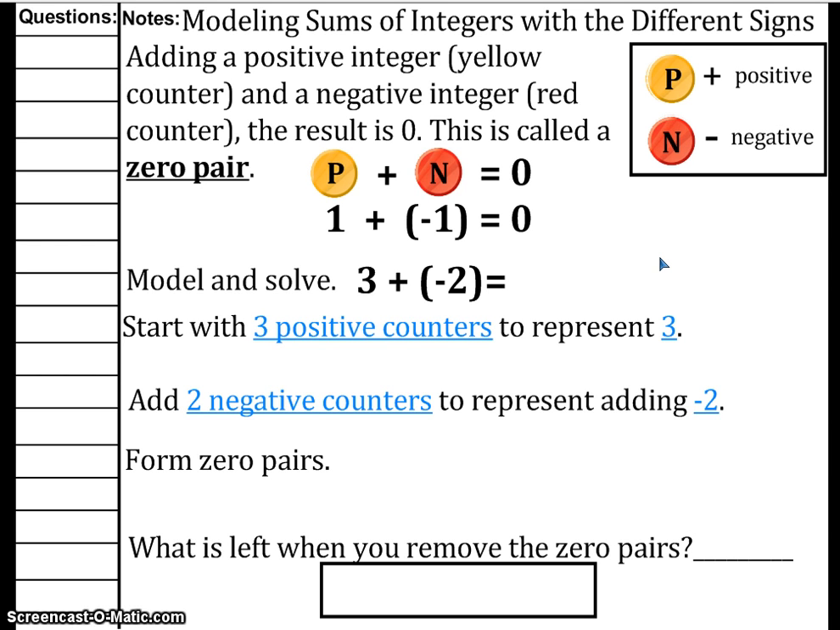So let's look at the problem we have here. We're going to model and solve 3 plus negative 2. So we're going to start with the first term of our equation, which is positive 3. So we will start with 3 positive counters to represent the positive 3 integer. And then we're going to add negative 2. So that means we're going to add 2 negative counters.